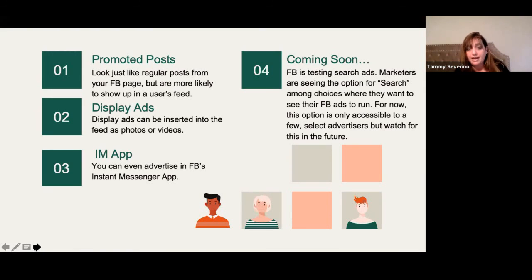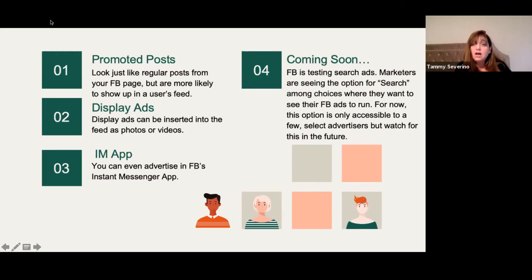You also have display ads. They can be inserted into the feed as photos or as videos, and people are much more likely to click on video, and then next is photo. After that is strictly words. So if you have those types of display ads, they're there for people to click into. And then you have IM, which is the Facebook Instant Messenger app. You can now advertise in Facebook on their Instant Messenger app, which is very targeted.